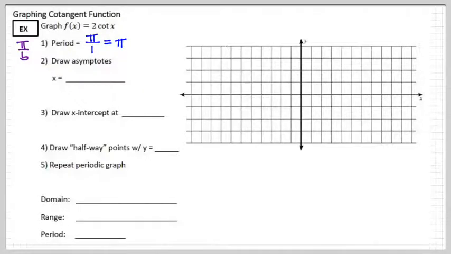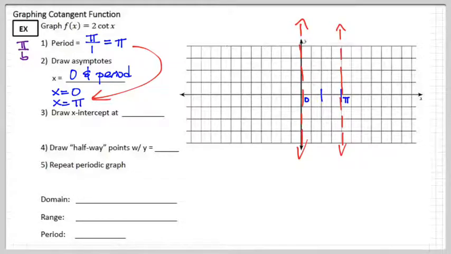We're going to draw in the asymptotes. Again, this is where it's different. Instead of starting at 0 and then going on either side, we have an asymptote at 0. We have another asymptote at pi, or wherever the period is. So let's draw in those two. So this is an immediate difference between where the asymptotes are between the cotangent and the tangent.